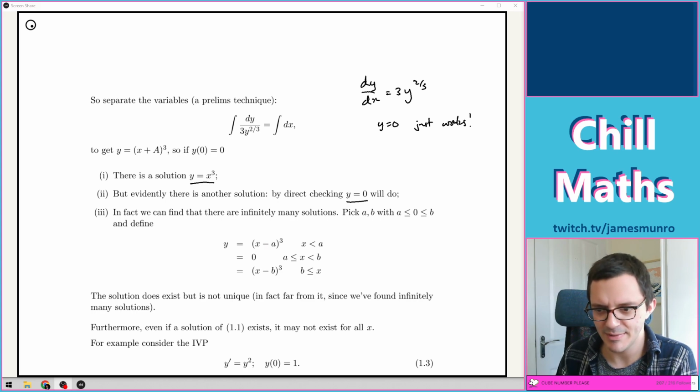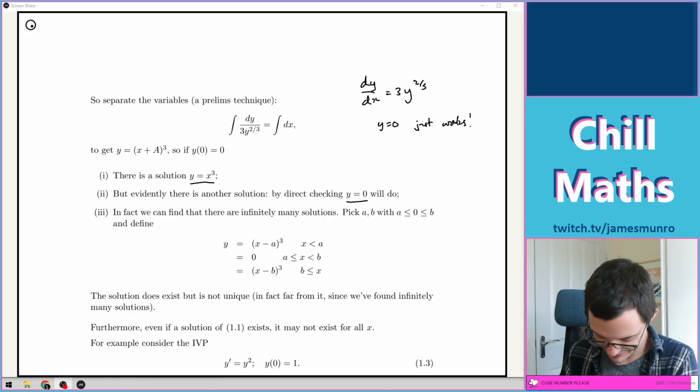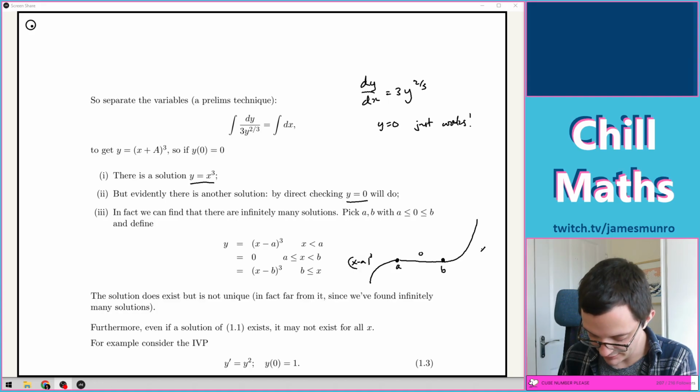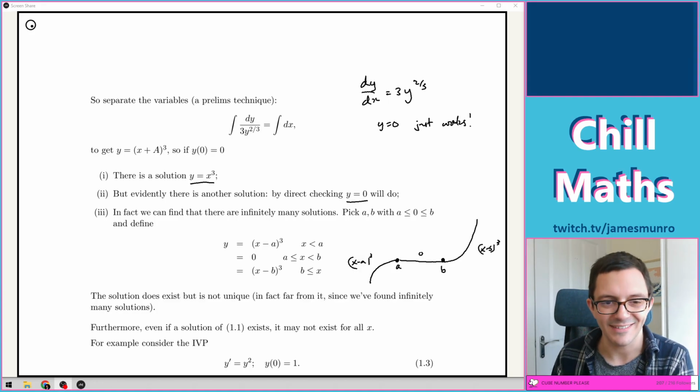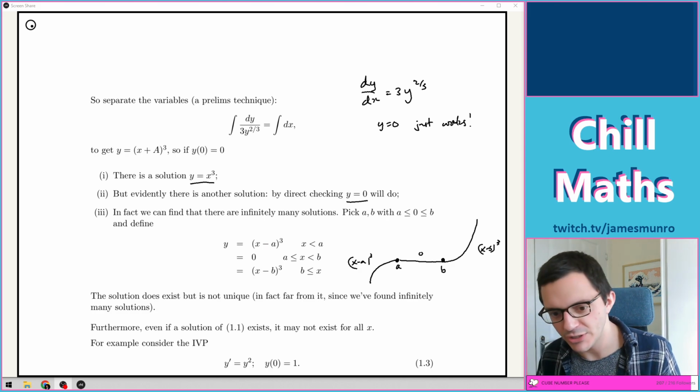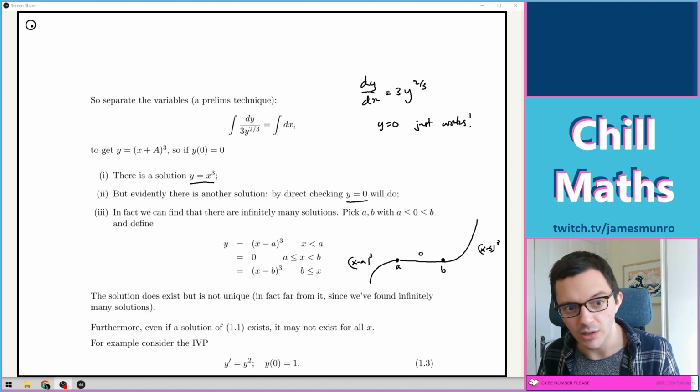And in fact, there are infinitely many solutions, because you can do this, which looks like this: x minus a cubed below a, and then 0 for a bit, and then x minus b cubed, which looks like this. So b is here, a is here, this is x minus a cubed. The 0 function, this is x minus b cubed. Okay, right, this is terrible. So all these weird piecewise functions also work.